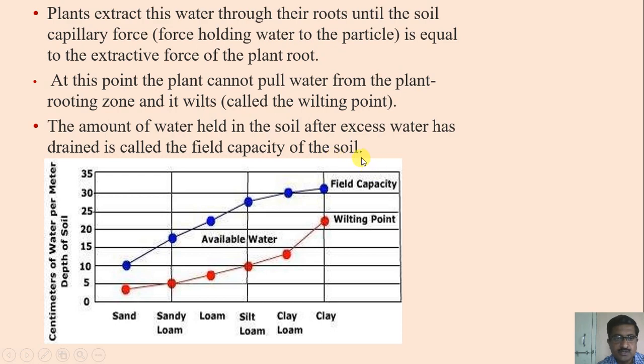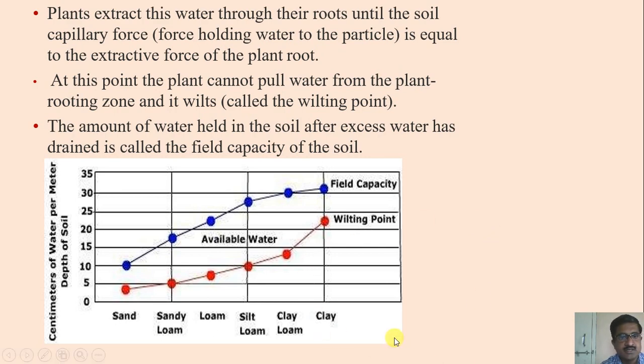So here you understand two points. One is the field capacity and the other is the wilting point. As stated here, the plant cannot pull the water from the plant rooting zone and it wilts, that is called the wilting point. And the amount of water which is held in the soil after excess water has drained, the water left, is called the field capacity of the soil. For different soils, the wilting point and the field capacity are different, right? Field capacity is always greater than the wilting point of that particular soil.